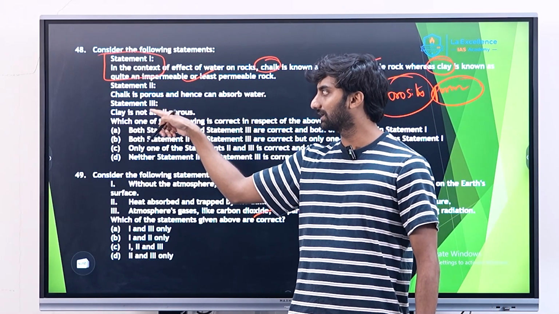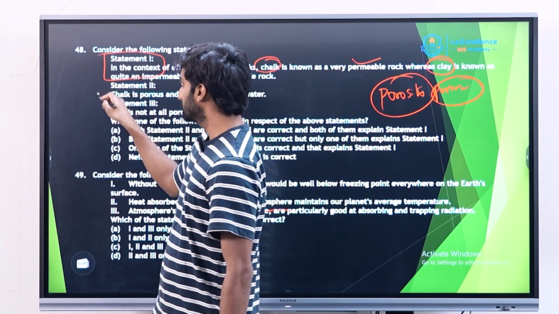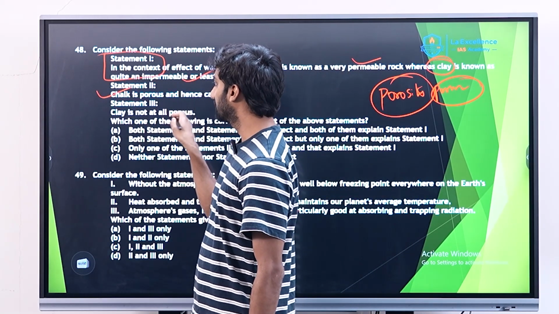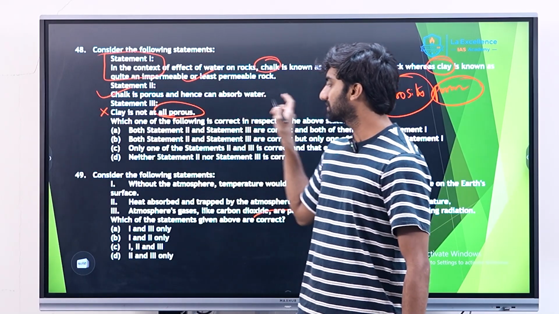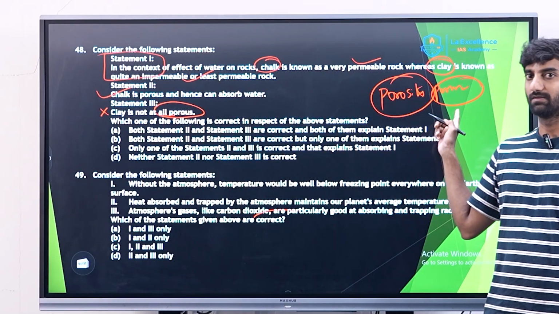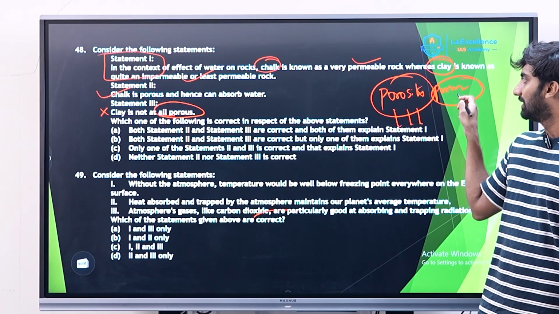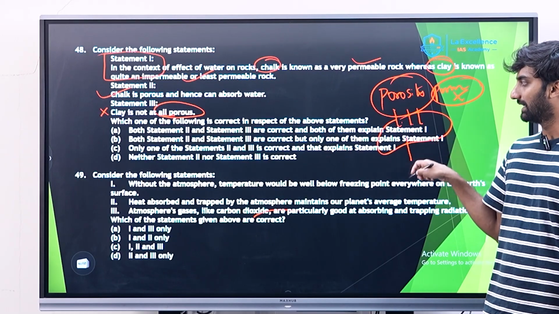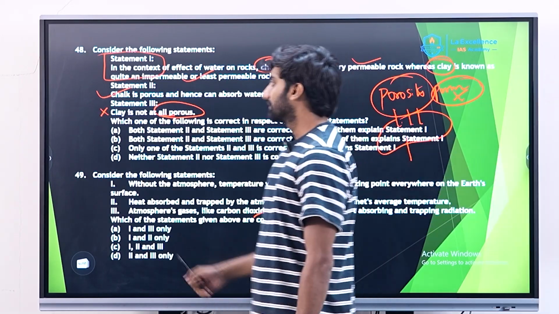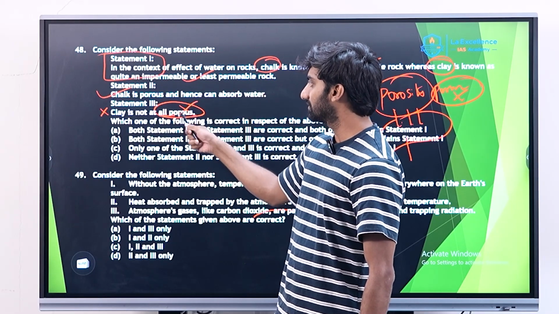Statement 3, clay is not at all porous. So statement 2, chalk is porous, is true. Clay is not at all porous is not correct. Clay is porous. Porosity is different, permeability is different. Clay is highly porous, it will absorb water. It is least permeable, it will not allow that water to go out of this clay. So amongst 2 and 3, statement 3 is not correct.